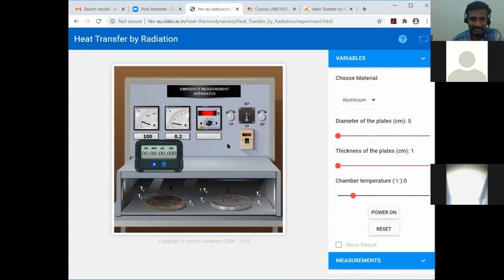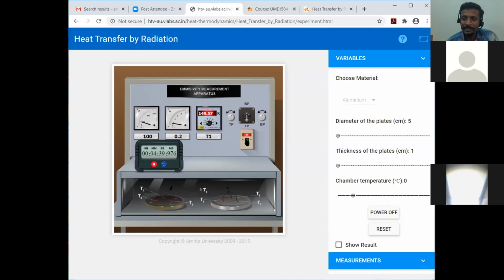Let us switch it on. Now this is the power. You can see here, just like how it is in our home, you can switch it on. Now, we said generally it takes 15-20 minutes for the temperature to get stabilized. So being a simulator, it is fast forwarding those 20 minutes.